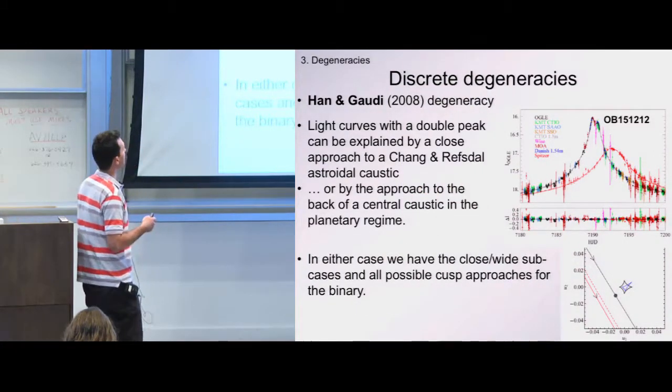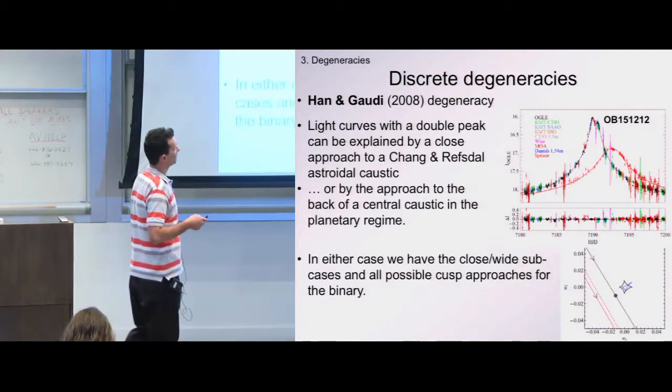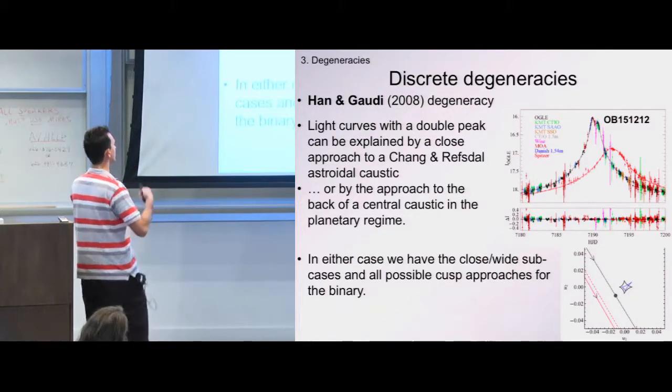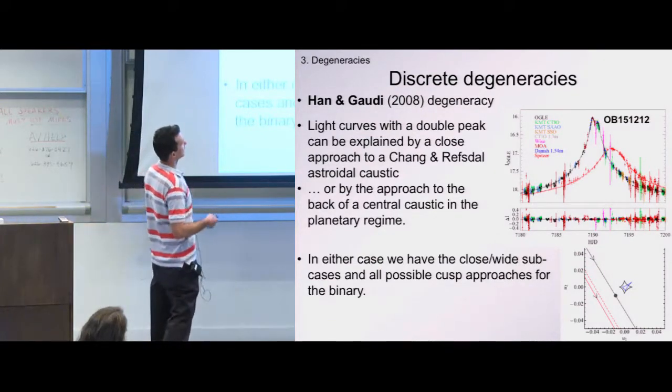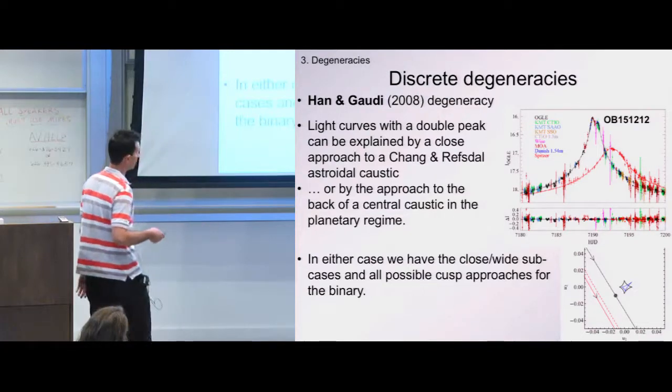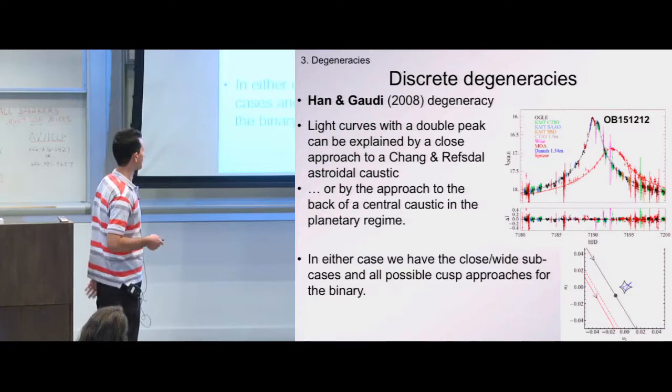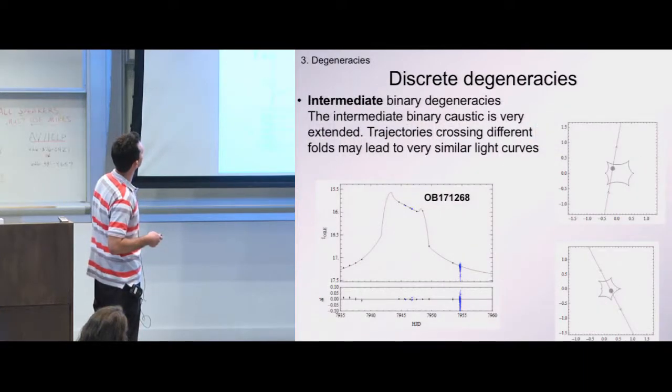Furthermore, there is the Han and Gaudi degeneracy for the high magnification case, in which you can replace the planetary central caustic by a close or wide binary caustic, because after all, you just see these 2 bumps here, and so you can obtain them in 2 different ways. And so you can have a situation in which a planetary solution is degenerate with a binary one. And of course, you also have all possible subcases, as said before.